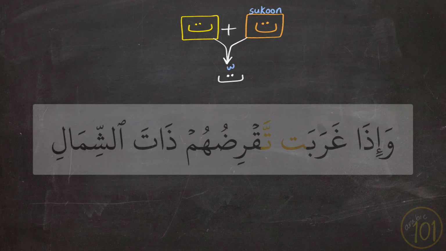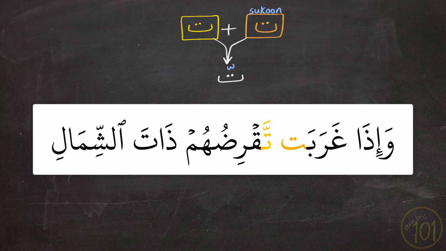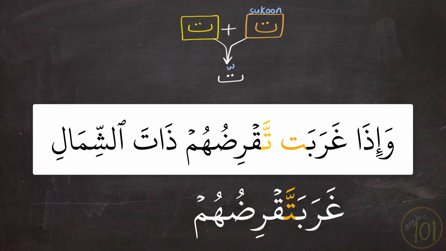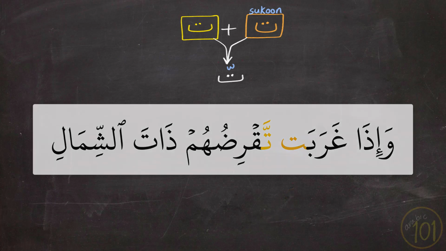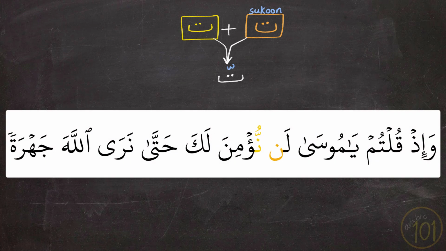Like when we say, وَإِذَا غَرَبَتْ تَقْرِضُهُمْ ذَاتَ الشِّمَالِ. So here we pronounced one ta. غَرَبَتْ تَقْرِضُهُمْ. And we also say, وَإِذْ قُلْتُمْ يَا مُوسَى لَن نُؤْمِنَ لَكَ حَتَّى نَرَى اللَّهَ جَهْرَةً.